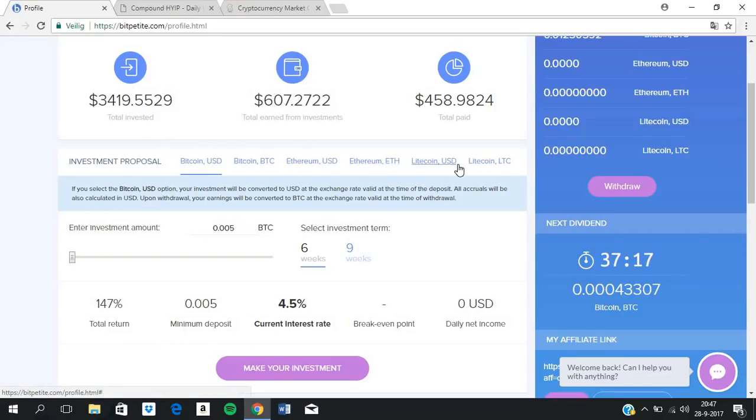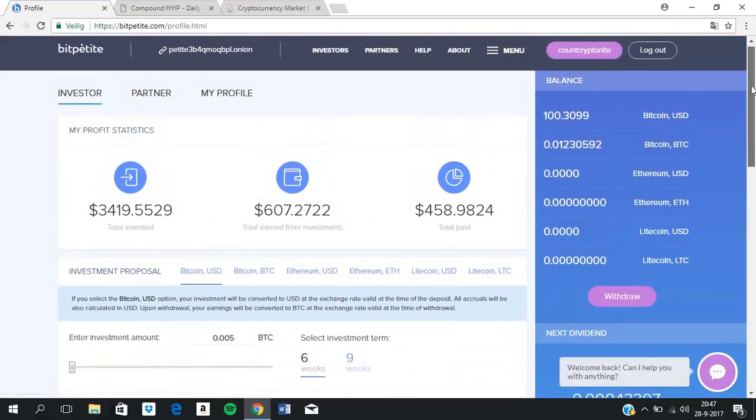So it's very important to know these programs, because they're each different, and that's the biggest mistake I've made, and I will tell you more about this mistake. So first of all, Bitcoins in US dollars means that you have to invest in Bitcoins, and you will get your payout in US dollars. Well, that's what I did. I've invested 3,419 in Bitcoins, and I will receive a daily 4.5% interest rate.